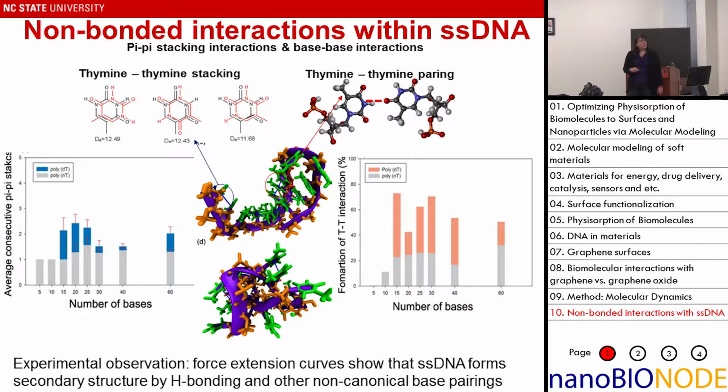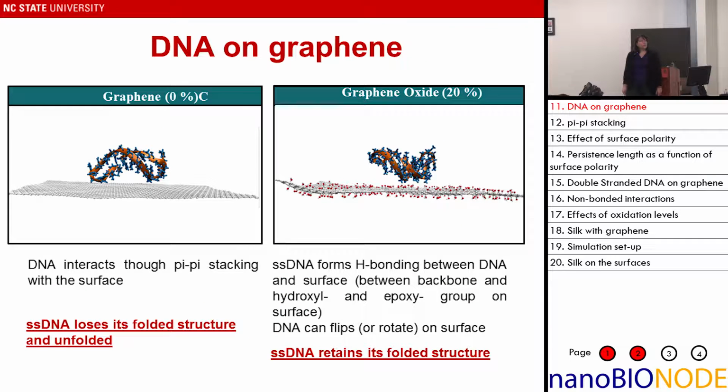So we took our pre-folded structure, brought it close to the surface, and here I'm showing two examples. This is graphene, this is graphene oxide. Again, you see a combination of epoxy and hydroxyl groups, about the same as an experiment. As expected, this has been published many times, DNA, whether we start with extended or folded structure, basically adsorbs on the graphene surface and loses all of this compactness, so it becomes flat.